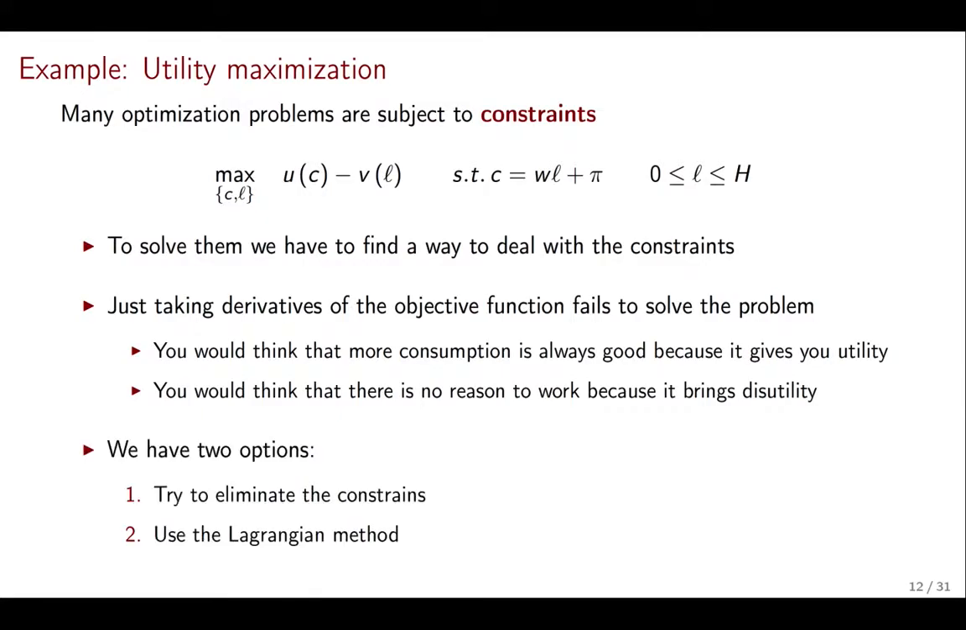And so we're going to have two options. We can try to eliminate the constraints, get them away from the problem, or use the Lagrangian method and incorporate the constraints into the objective function to be able to solve the problem. Let's go through these two options one at a time.